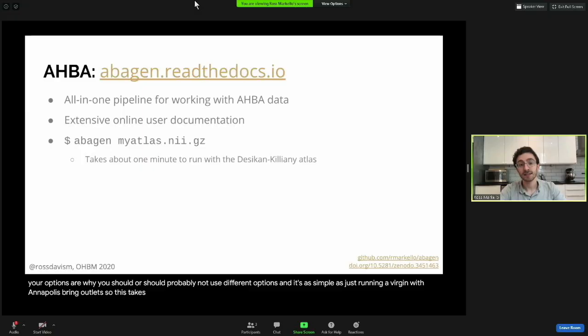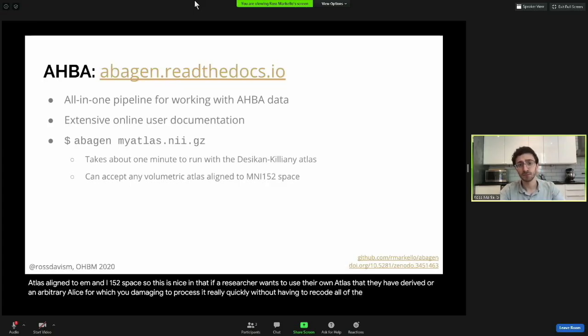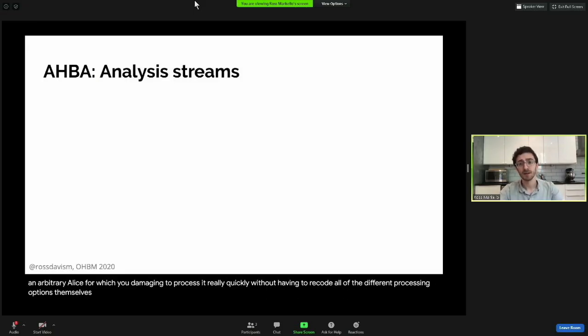So this takes about 1 minute to run with the Desikan-Killiany atlas, but it can accept any volumetric atlas aligned to MNI 152 space. So this is nice in that if a researcher wants to use their own atlas that they've derived or an arbitrary atlas for which processed data doesn't exist, they can use Abagen to process it really quickly without having to recode all of the different processing options themselves.